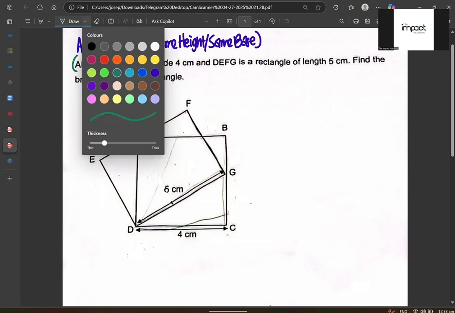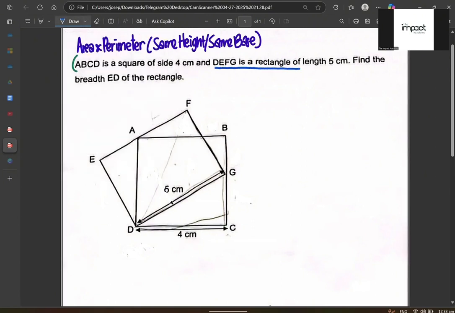Then more importantly, in the second sentence, it says that DEFG is a rectangle of length 5 cm. So this is the one that I'm talking about. And these are the two shapes that we see. Now, whenever a question is about same height and same base, I always tell my students, you first need to try your best, if possible, to cut into triangles or rectangles or squares. Since I already have a square and a rectangle, I'm going to try my level best to cut it into triangles.